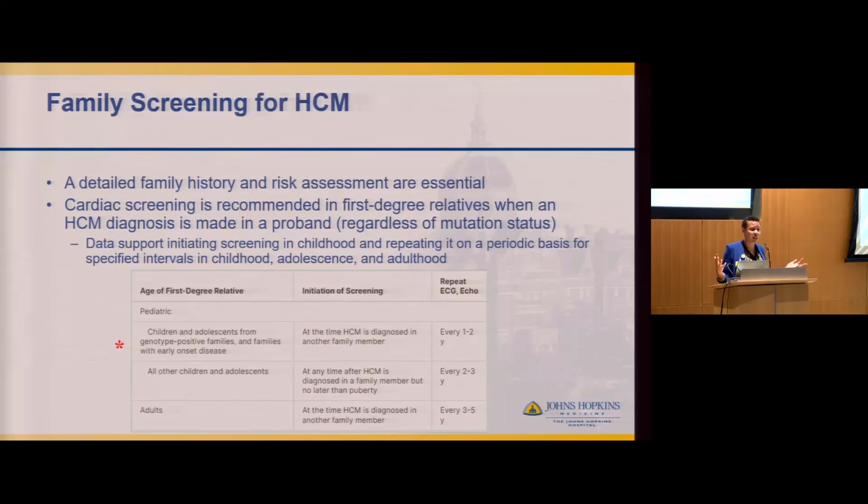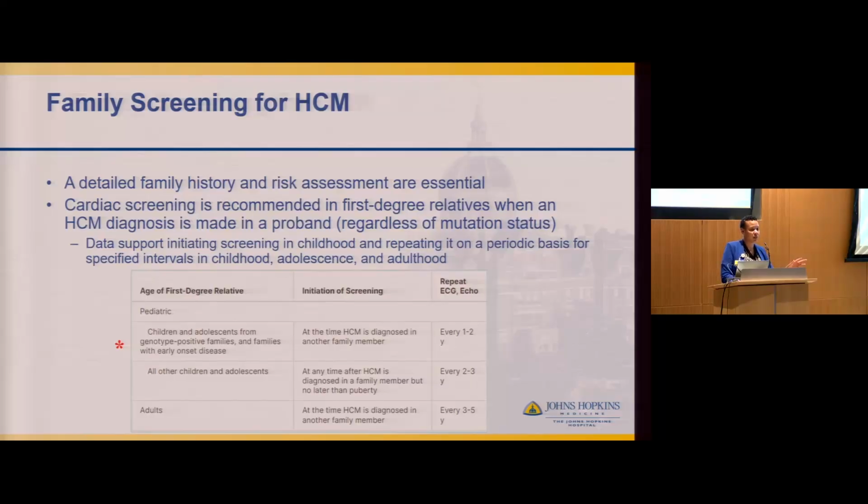And even if there aren't any, it's helpful for us to get that structure to understand who else in the family may be at risk if a mutation is identified. We do recommend cardiac screening for first-degree relatives when an HCM diagnosis is made in the proband, so that first person that comes to us. So when an HCM diagnosis is made, regardless of mutation status.